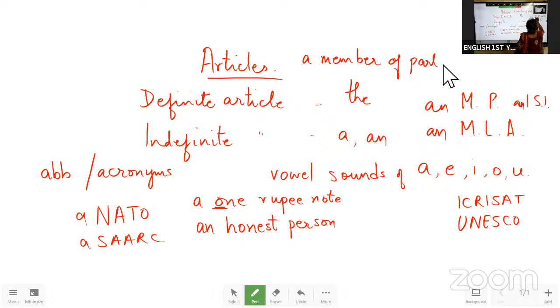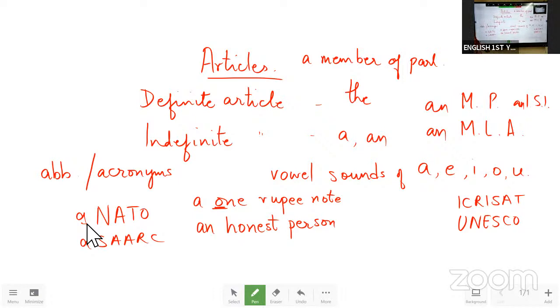So remember, even though abbreviations have consonants, you still use an. If it is an acronym, you use the word a, not an. This is very important.